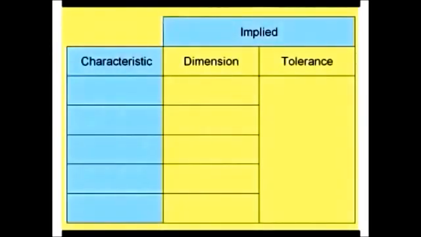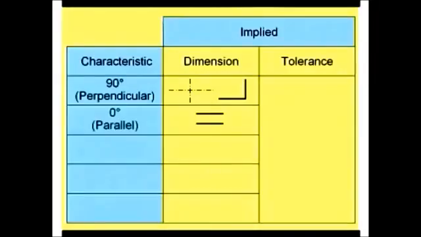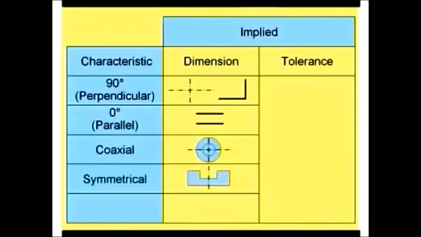Dimension-wise, there are several things that can be implied. When you see lines at 90 degrees to one another, or right angles, there's an implied 90-degree angle, whether it's center lines or lines representing features on the part. This is also true for lines that are shown parallel. There's an implied 0-degree relationship between the lines. Also, when features are shown on the same center line on the drawing, it's implied that the goal is that these features be coaxial. And the same is true for symmetrical.